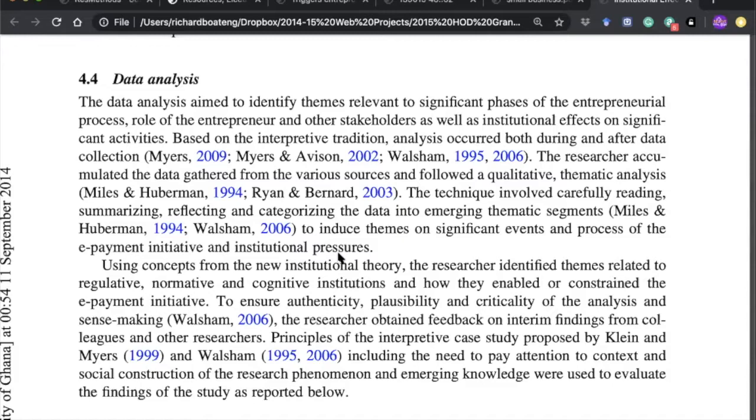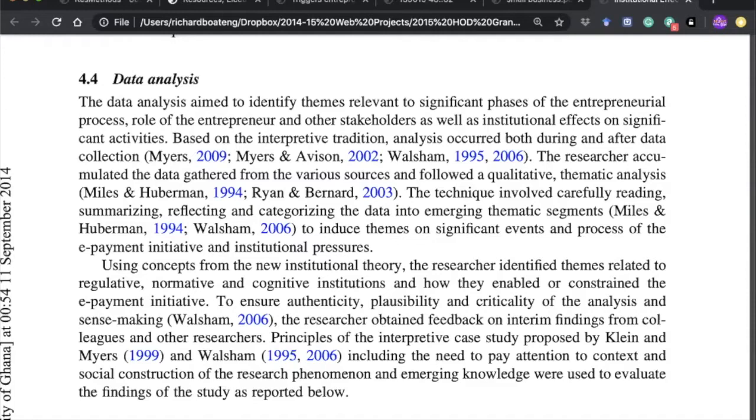The theory he is using is institutional theory. It has the dimensions of regulative institutions, normative institutions, cognitive institutions, and how they enable or constrain the implementation initiative. So the things he developed earlier, he's going to look into at a second level, trying to draw out how the normative, the regulative, and the cognitive influences can be merged out from the previous themes, to ensure authenticity, plausibility and criticality of the analysis and sense making. The researcher obtained feedback on the interim findings from colleagues and other researchers.